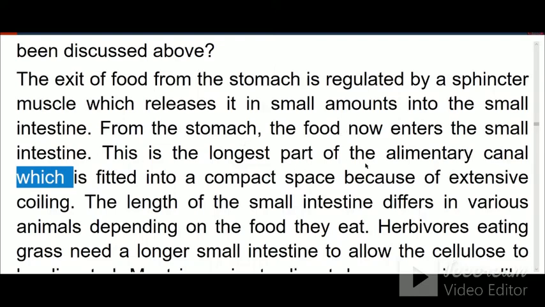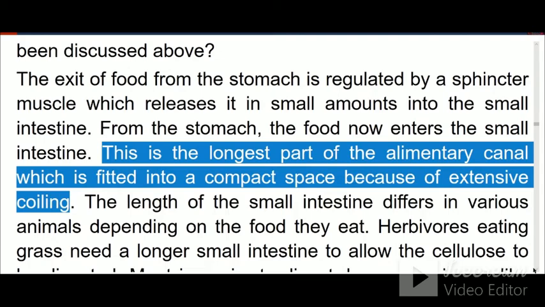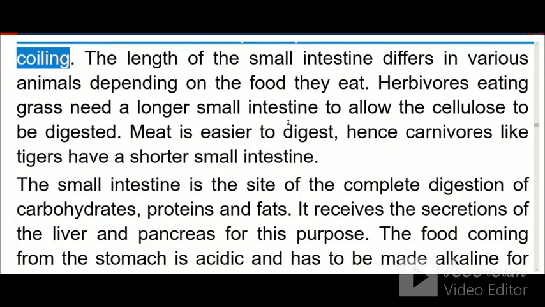This is the longest part of the alimentary canal which is fitted into a compact space. Now, this is also an interesting part where you can see, though it is the longest part in our human body, it is not the same in all animals. The length of the small intestine differs in various animals depending on the food they eat. Herbivores eating grass need a longer small intestine to allow the cellulose to be digested. Meat is easier to digest and carnivores like tigers have a shorter small intestine.